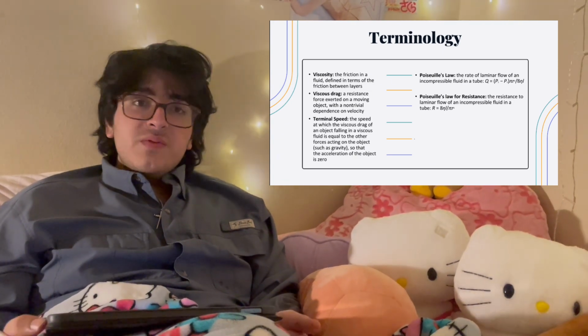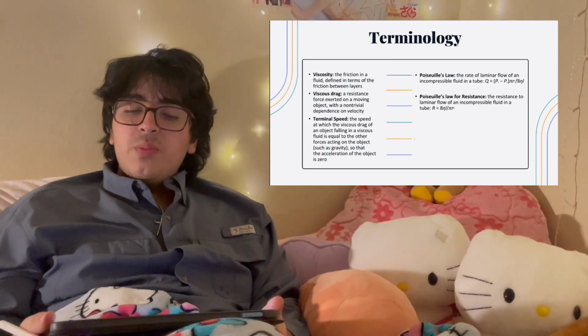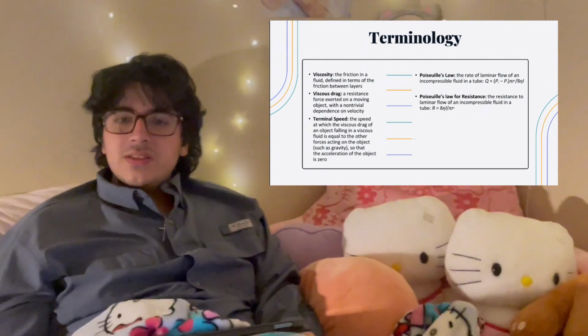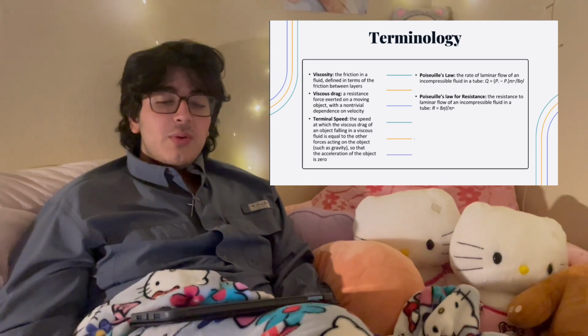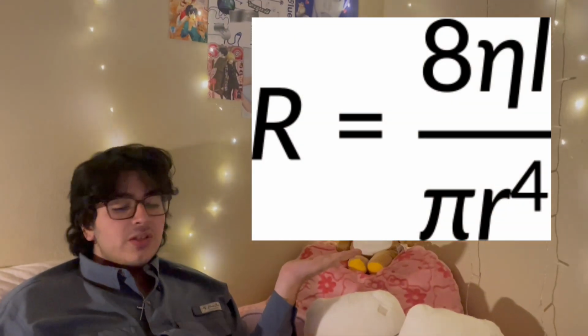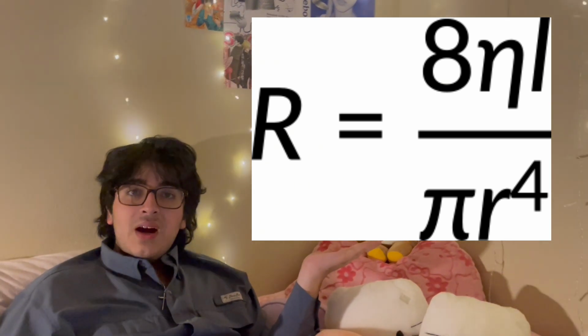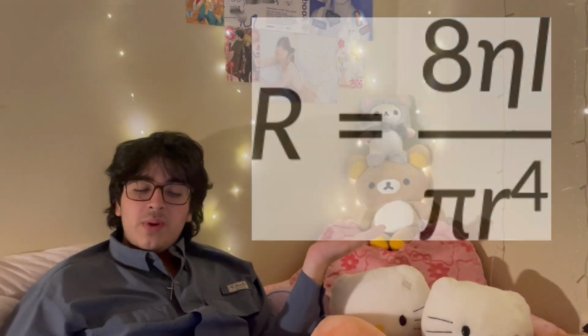And discussing viscosity, its drag, and terminal speed, we also have to talk about Poiseuille's law for resistance. The resistance to laminar flow of an incompressible fluid in a tube can be seen by this equation. R is equal to 8ηL divided by πr to the fourth power.